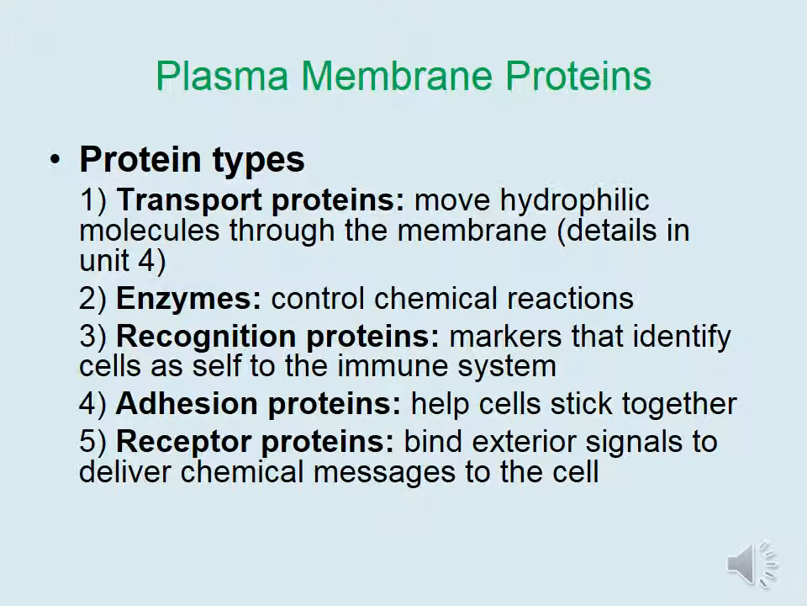Recognition proteins help your immune system distinguish between cells that belong in your body and those that do not. Adhesion proteins help cells stick together to form a cohesive layer in certain tissues, while receptor proteins bind to exterior signals such as hormones to deliver chemical messages to the interior of a cell.